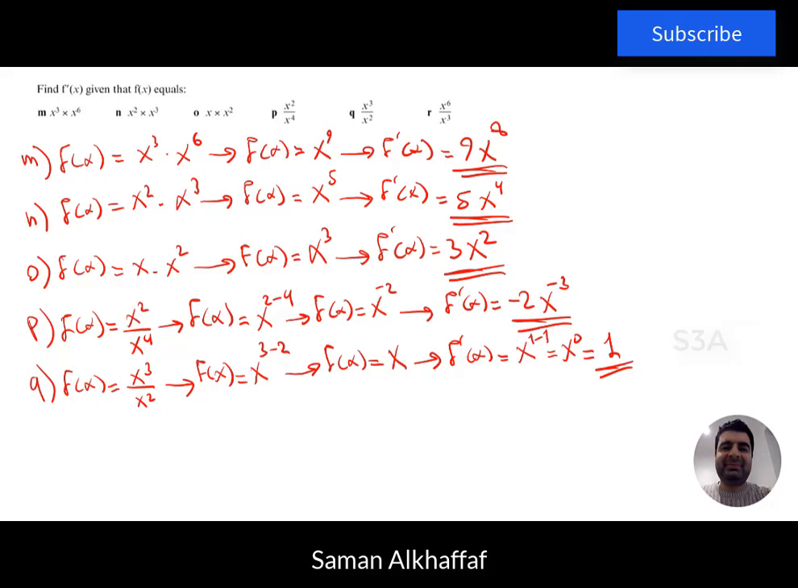Now for part R, we have the function of x being x to the power of 6 over x to the power of 3. So first we simplify the expression.